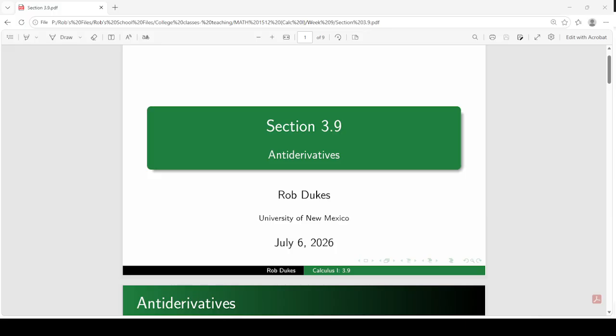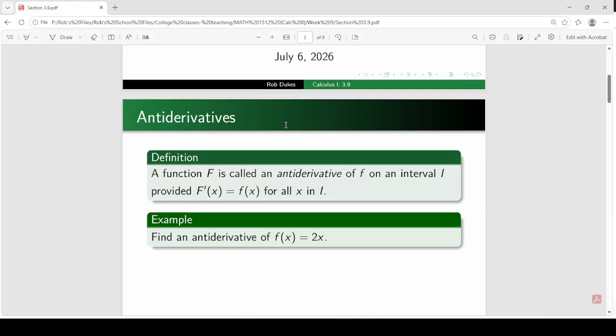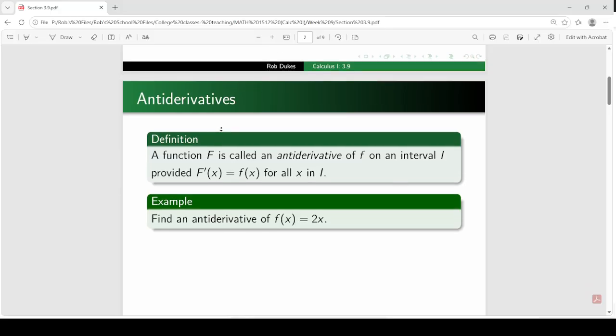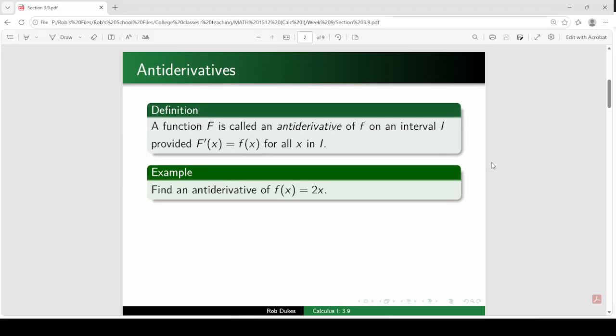So, what are we talking about then? Well, in the most general concept, we're saying a function is an antiderivative of f. So we'll use a capital F to represent the antiderivative of f on some interval, provided the derivative of capital F is equal to little f for every x in there. So we're just doing it backwards.